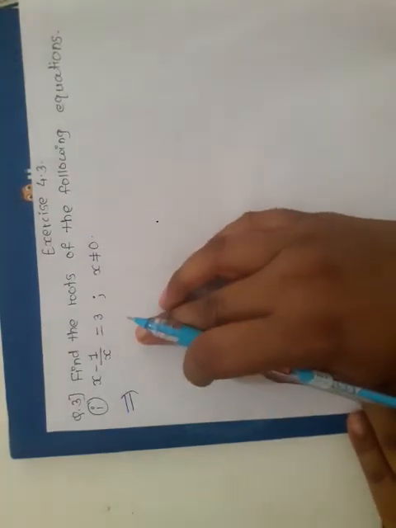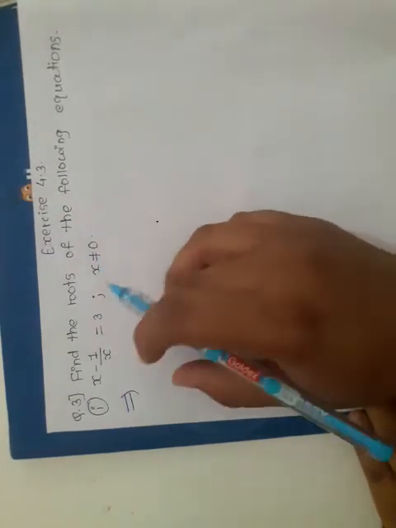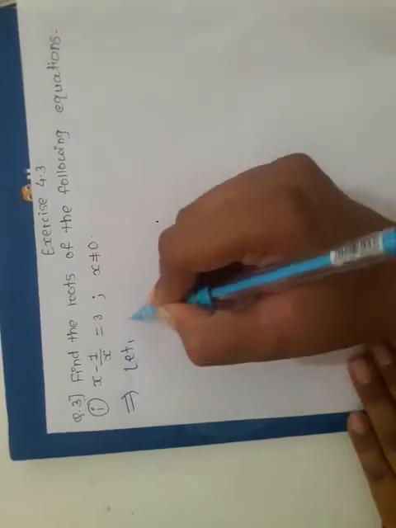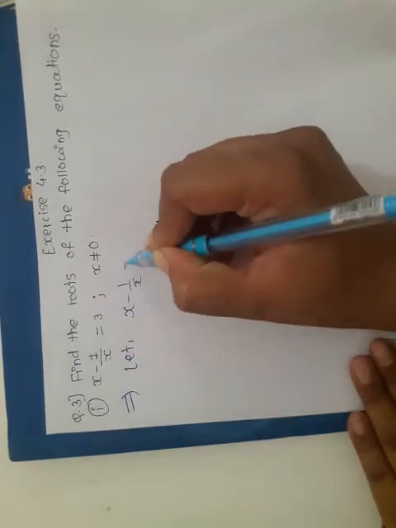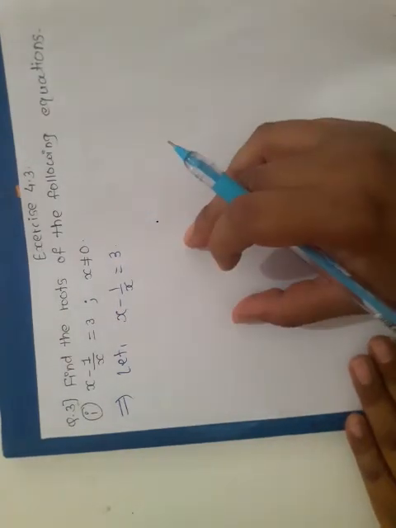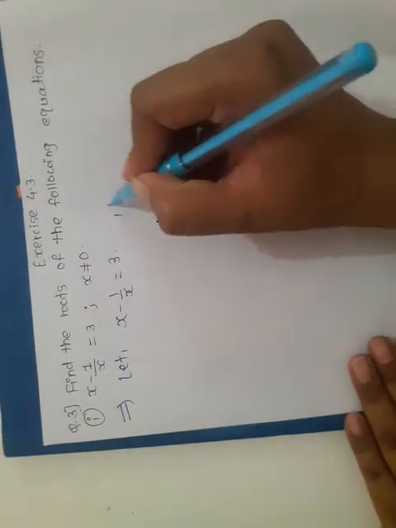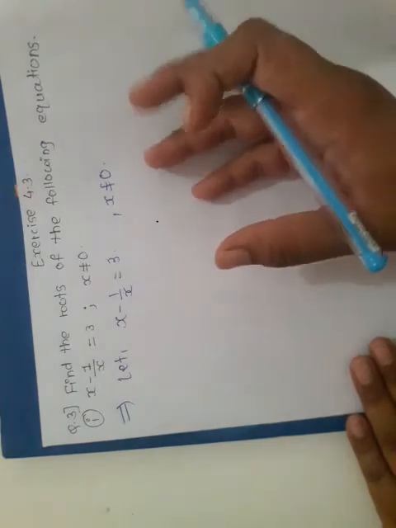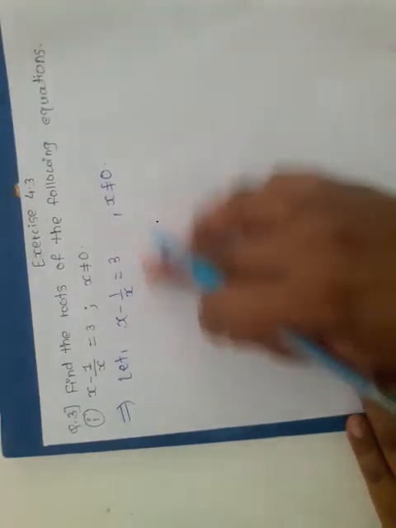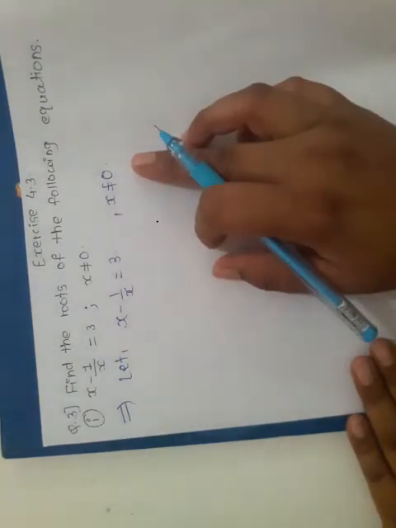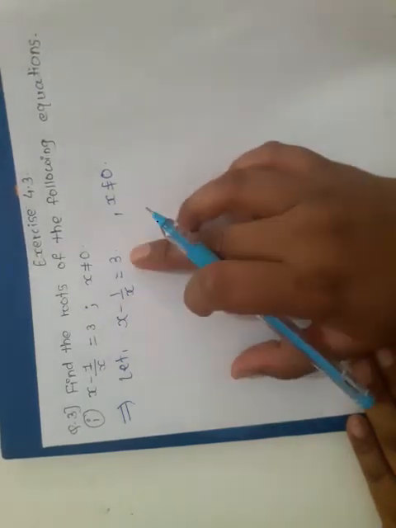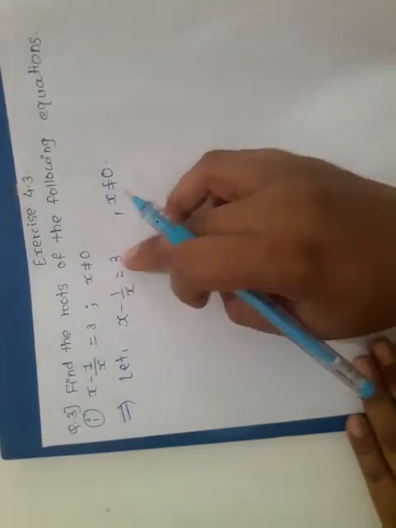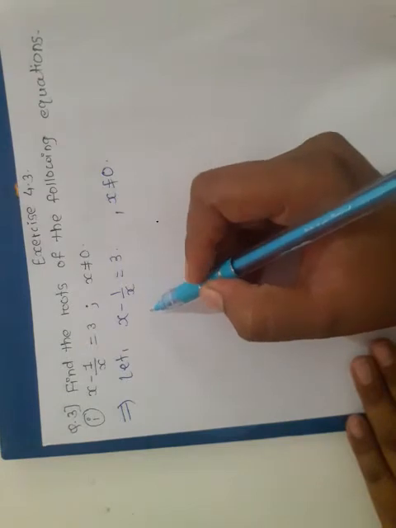First write down the given equation: x minus 1 upon x is equal to 3. This is our given equation where x is not equal to 0. If x is 0, then we cannot form the quadratic equation, and that's why x is not equal to 0 is given to us. So this is our given equation. Now convert this equation into a quadratic equation. How can we convert?